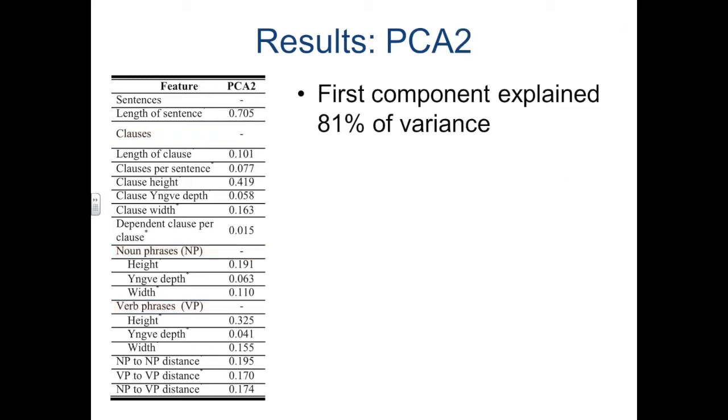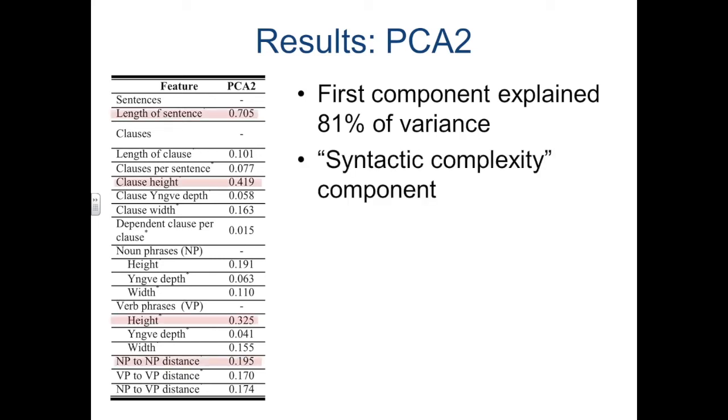That's why we did the second principal component analysis, where again, we excluded sentences, clauses, number of noun phrases and number of verb phrases, but we left aspects of the complexity of these. So we were interested in the width of the noun phrase or the height of that noun phrase, right? How many branches were there? How many elements were there in the noun phrase? And so we call this a syntactic complexity component.